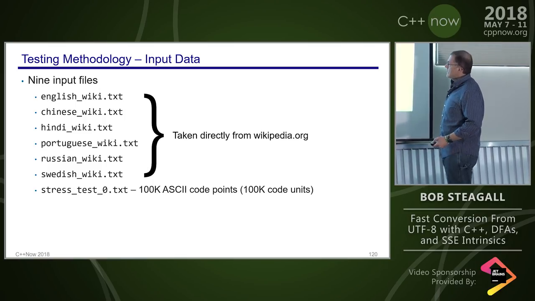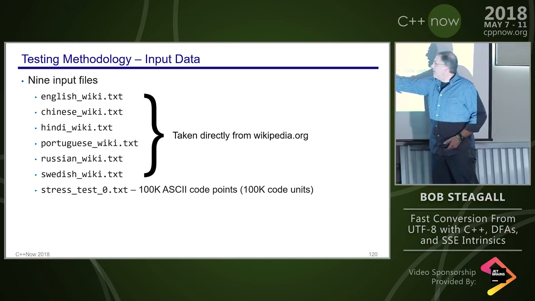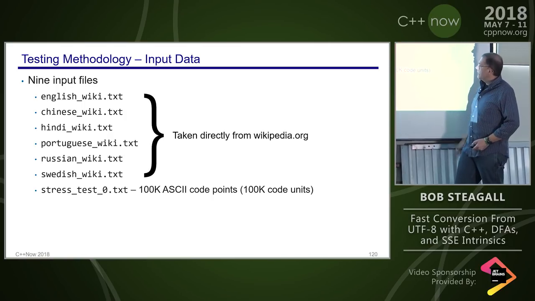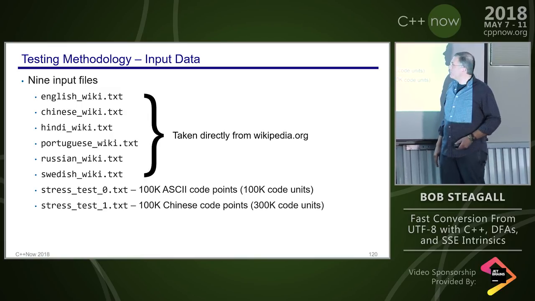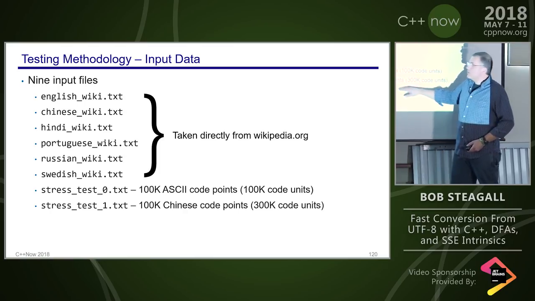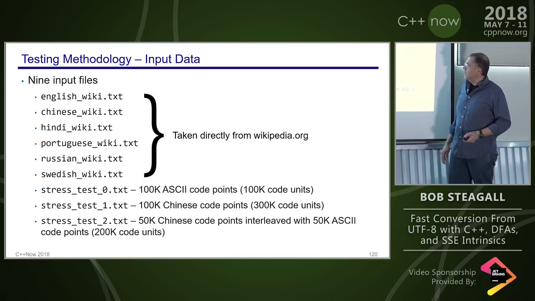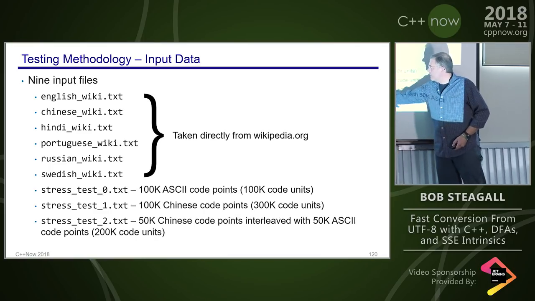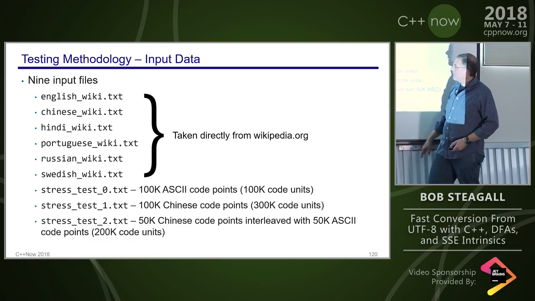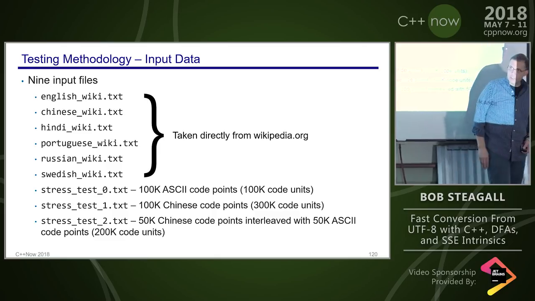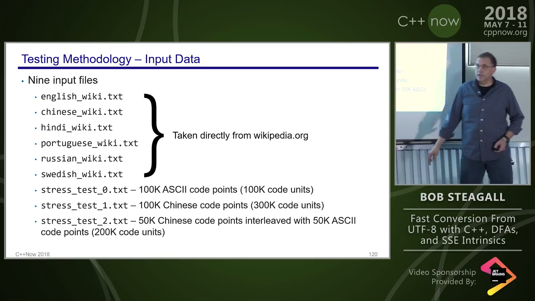Then I have 3 stress tests. Stress test 0, and it's 0 because it's really not very stressful, consists of 100,000 exactly ASCII code points, which means it was 100,000 code units. Stress test 1 was 100,000 Chinese code points, which gave me 300,000 code units, and stress test 2 was 50,000 Chinese code points interlaced with 50,000 ASCII code points, and if you do the math, that comes out to 200,000 code units, right? So 100K, 300K, 200K size files.